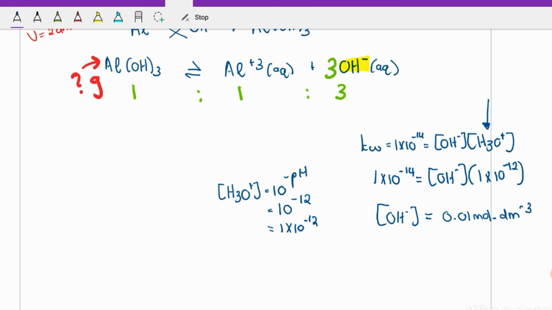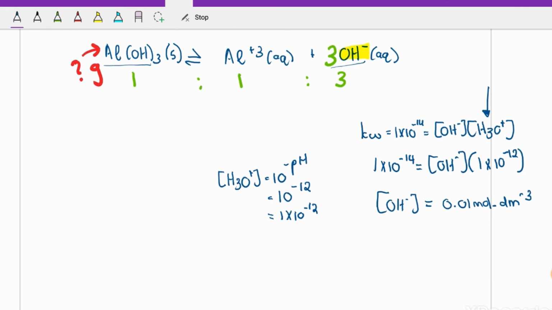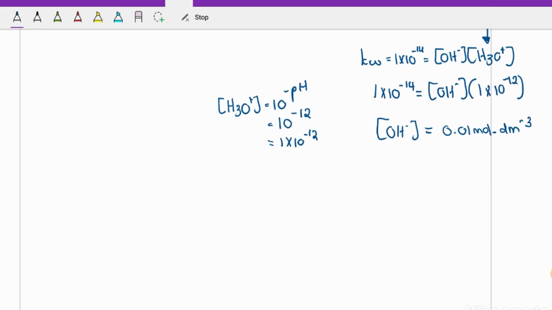Okay, but can I compare the concentration of my hydroxide ions to get the concentration of this? Okay, and the answer is no, because this is a solid. Okay, it doesn't have a concentration. Okay, it's only going to have a concentration if it's dissolved in water. So we are going to have to compare the molar ratios, we are going to have to work out the moles. So now that you have the concentration, we are going to have to work out the moles of hydroxide. So the moles is the mass divided by the molar mass.